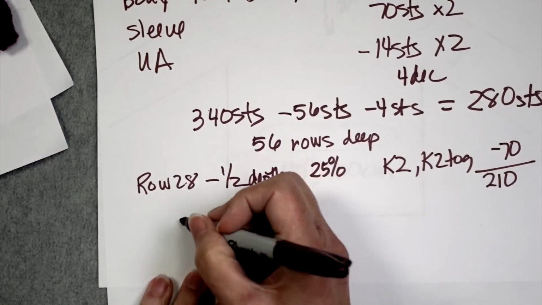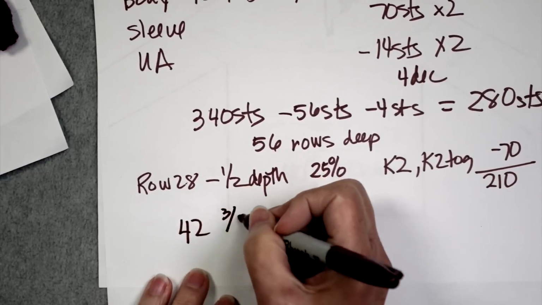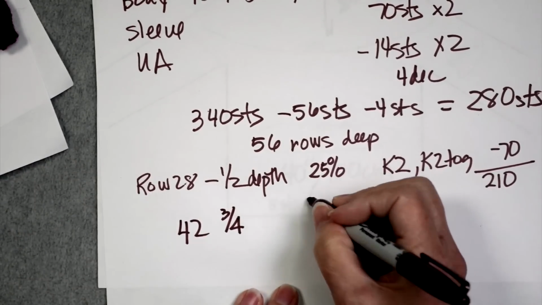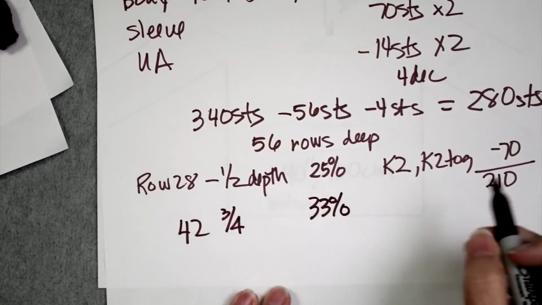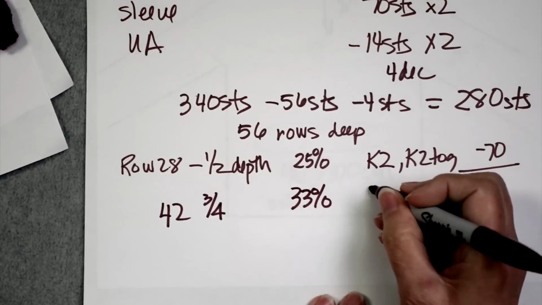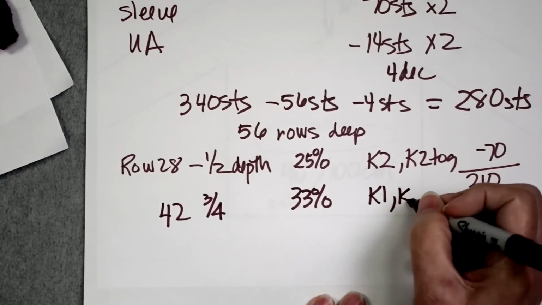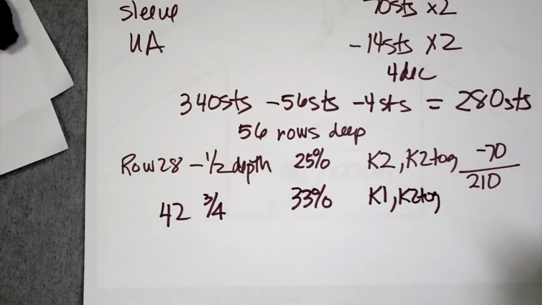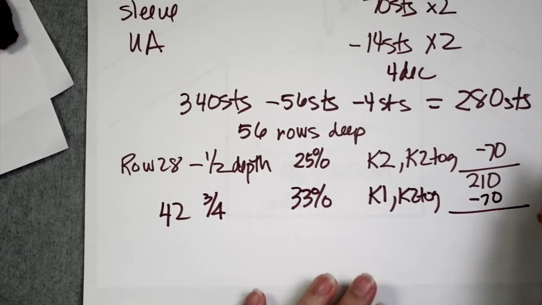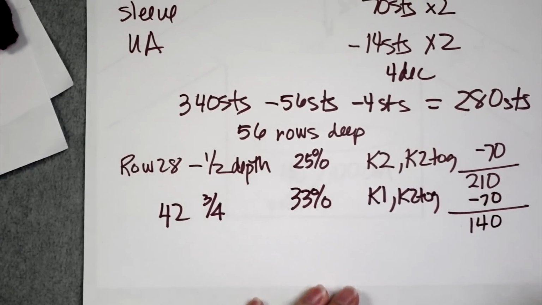So we are now on row 42, which is at 3/4 of the depth, and we're going to eliminate 33%. So we're going to eliminate 1 stitch out of every 3. So we're going to knit 1, knit 2 together. And that again is going to be an elimination of 70 stitches. So now we have 140.